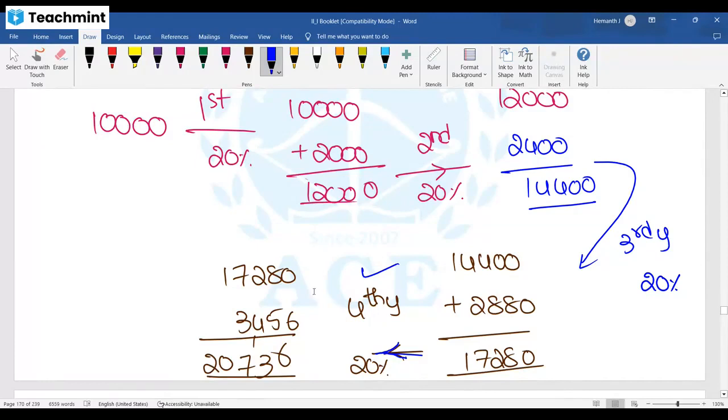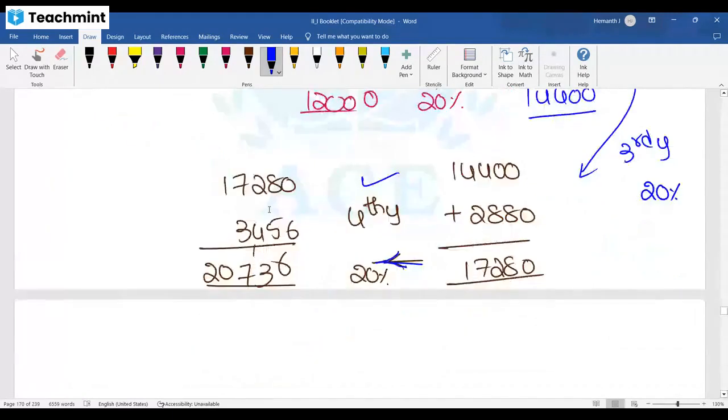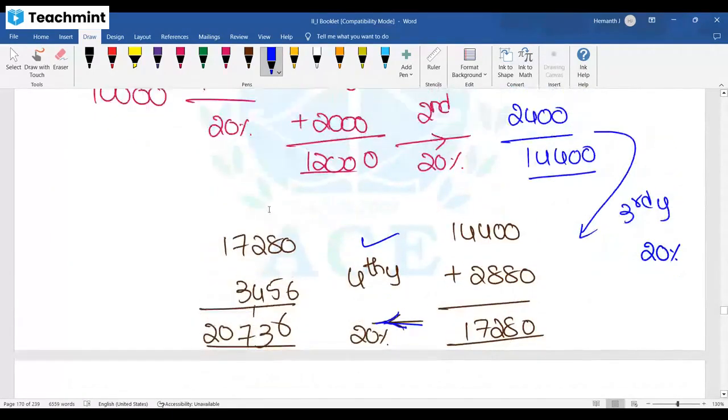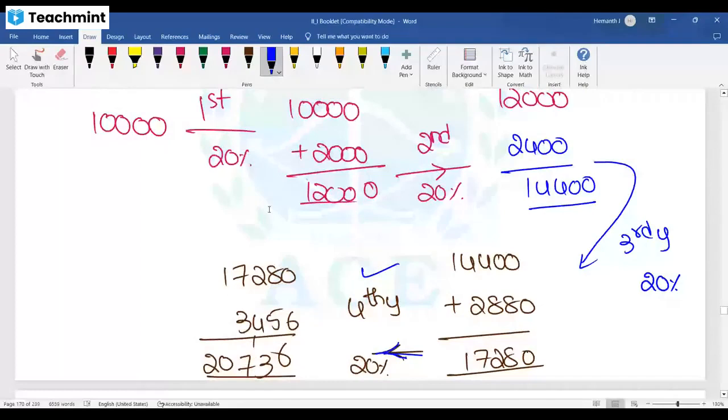So this is regarding simple interest and compound interest. Hope you understand this. Let's see the next topic.